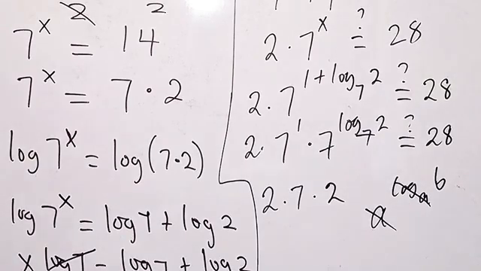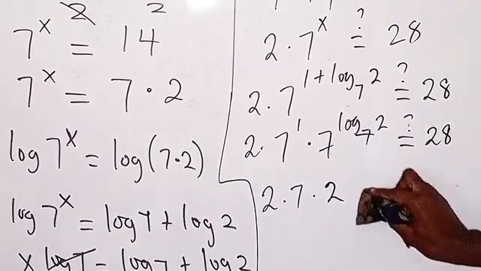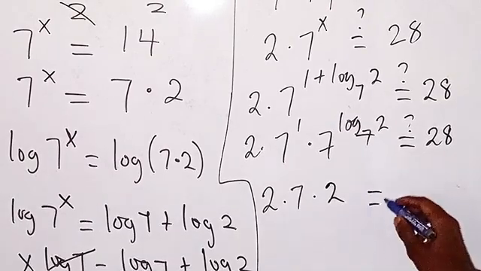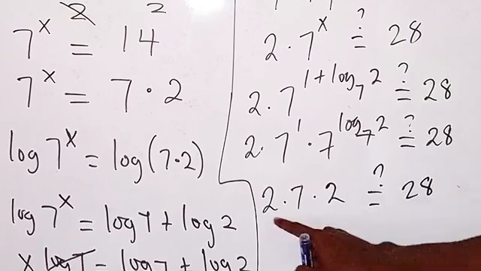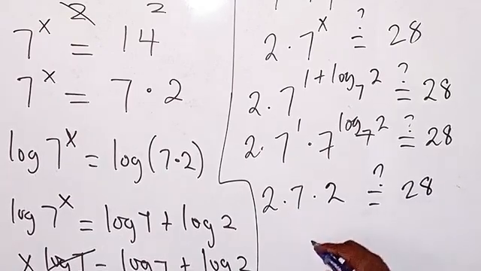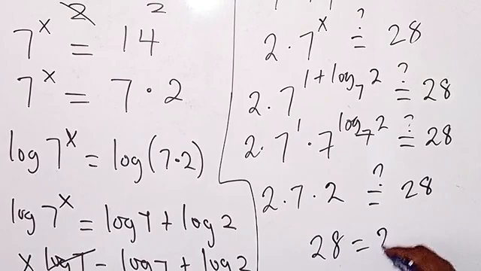So now from there, what are you going to do? You're going to have equals 28. So 2 times 7 is 14. 14 times 2, we're going to have 28 equals 28. Okay, so we have the solution.